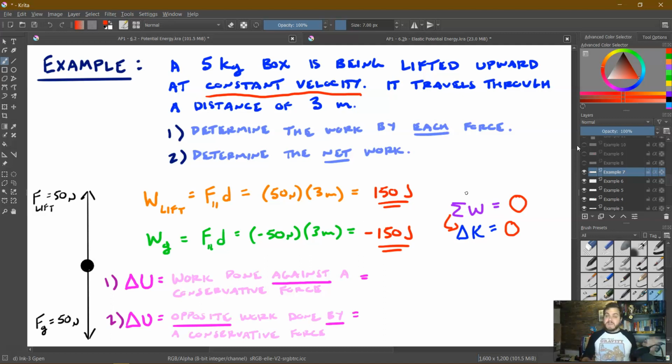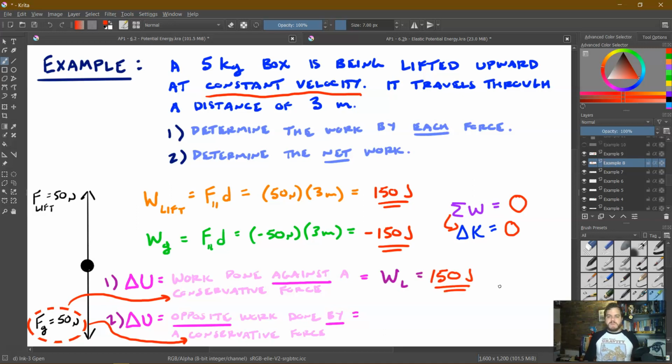Well, based on what we just said a minute ago, the conservative force would in fact be the force of gravity. So what is the work done against that force? Well, that would be the work done by the force of the lift. And so that would be the work of the lift, or we would say, okay, so we've gained 150 joules of potential energy because that was the work done against this conservative force, done against gravity.